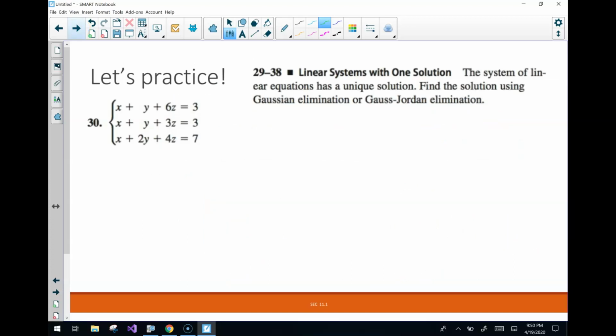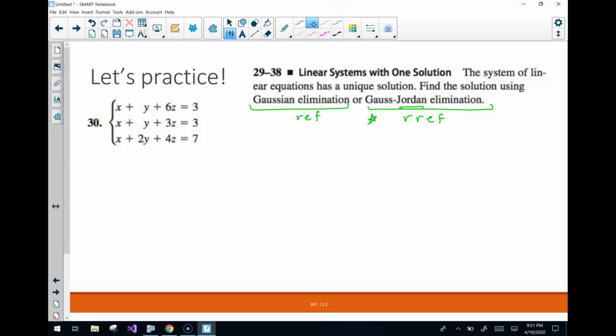Okay, the system of linear equations has a unique solution. Find the solution using Gaussian elimination. That's RREF. Oops, my bad. REF. Gauss-Jordan elimination is RREF, and the preferred method. I don't want to do REF and back substitute. I just want to get right at the answer, RREF.